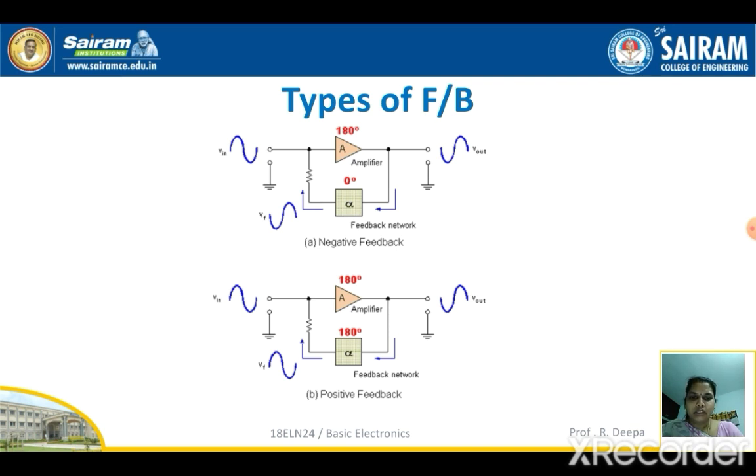Coming to the positive feedback amplifier, the input signal and the output signal are out of phase. This out of phase output signal is taken to the feedback network. This feedback network produces another 180-degree phase shift, thereby both the input and the feedback signal are in phase at the input terminal. Then we can say that it is a positive feedback amplifier.